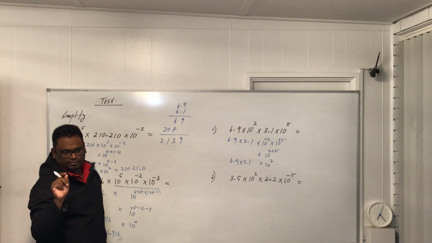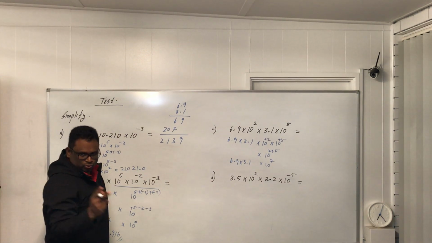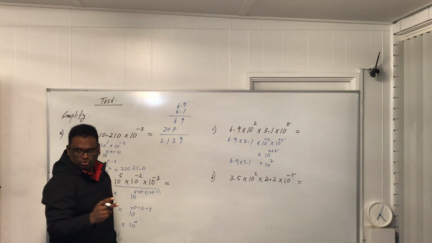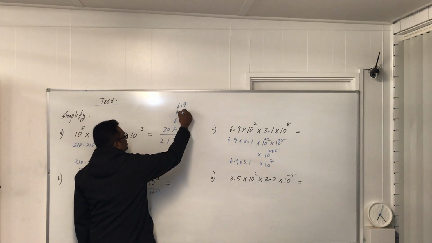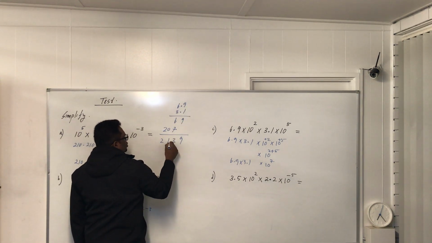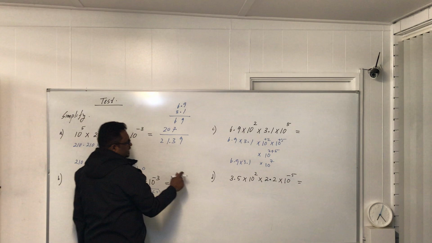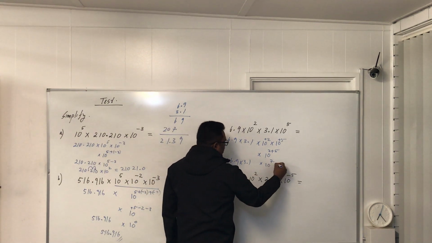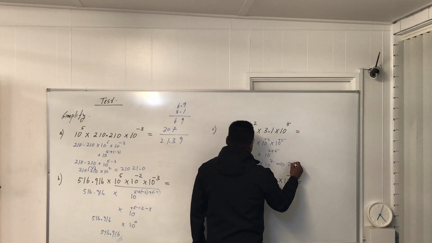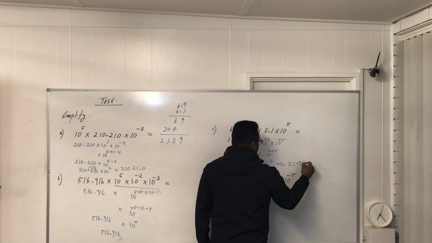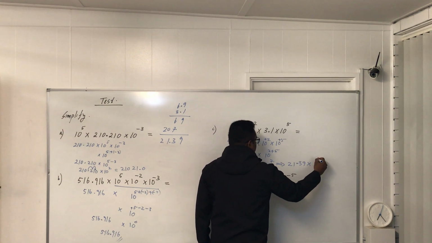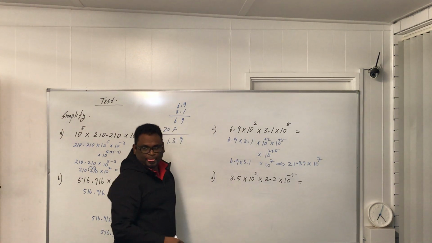How many decimals do I have to reserve? 2, right? Because we have 2 here, from here. So it's going to be 2. So the answer would be 2139. So you are going to put here 21.39 times 10^7. All good, everyone?